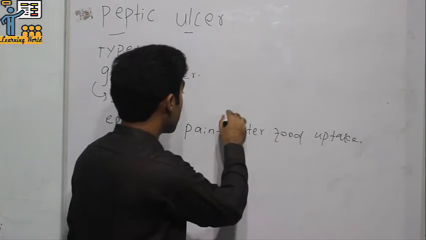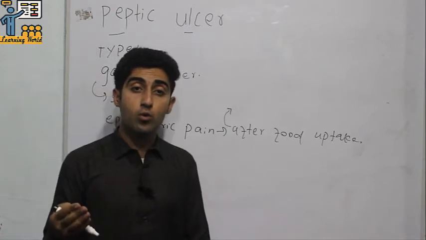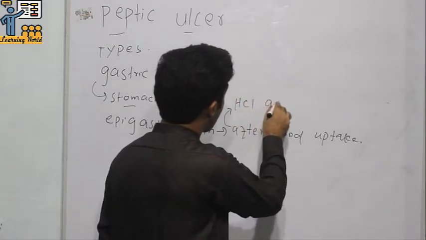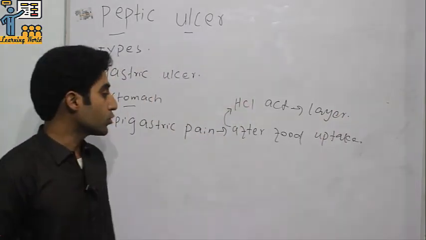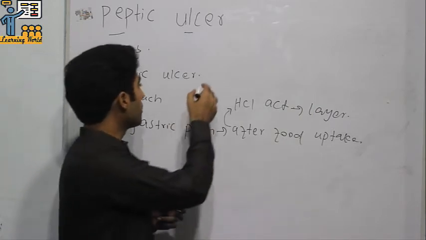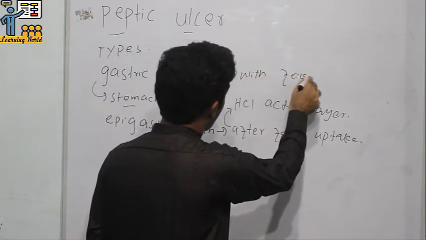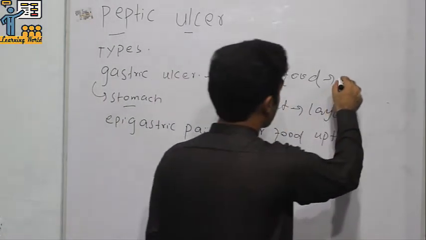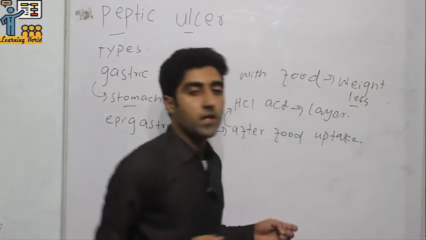Because when food enters the stomach, the hydrochloric acid is automatically released and acts on the lesion, the wound which is produced in the layer of the stomach. So the hydrochloric acid acts on the layer of the stomach and epigastric pain is produced. Here in gastric ulcer, the pain will increase with food, so weight loss will occur.